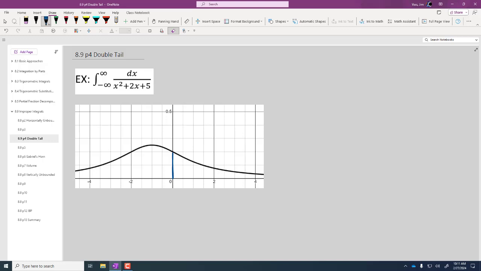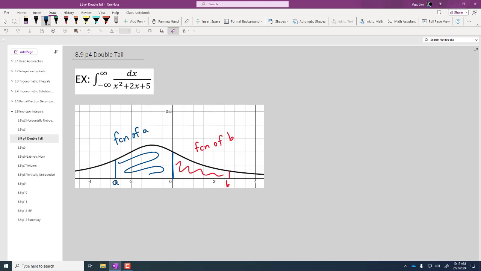So we're going to have two improper integrals. Over here, we're going to pick an a, and that a is going to give us a function of a for this area. And then over here, we're going to pick a b, and that's going to give us a function of b over here on the right-hand side. So function of a on this side, and a function of b on this side.